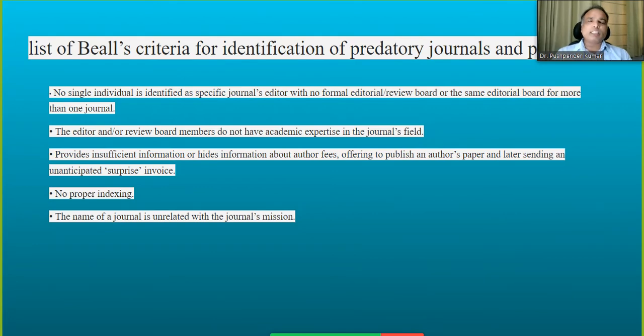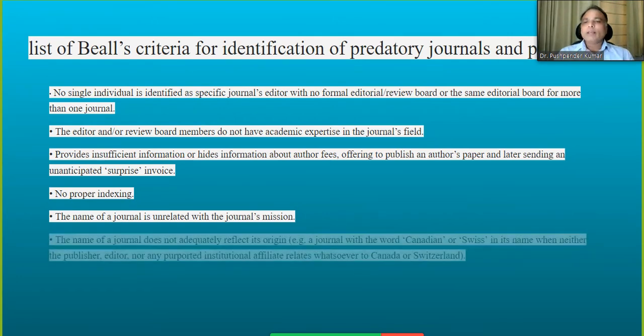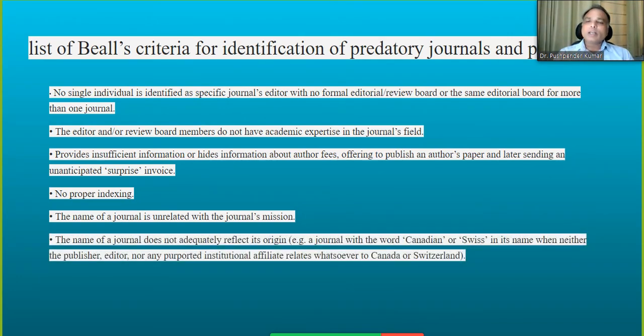For example, a journal of marketing would be on marketing only, right? And then the name of the journal does not reflect its origin. They don't tell us that this belongs to Delhi University or to your university. It should clearly mention the place, the institution, the university, right? Clearly they should mention that it is affiliated with Delhi University or some other university.